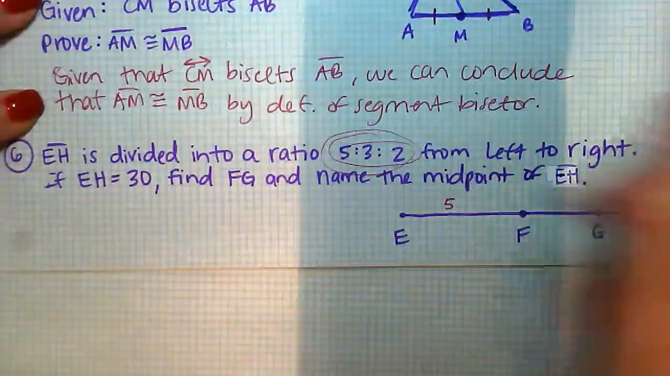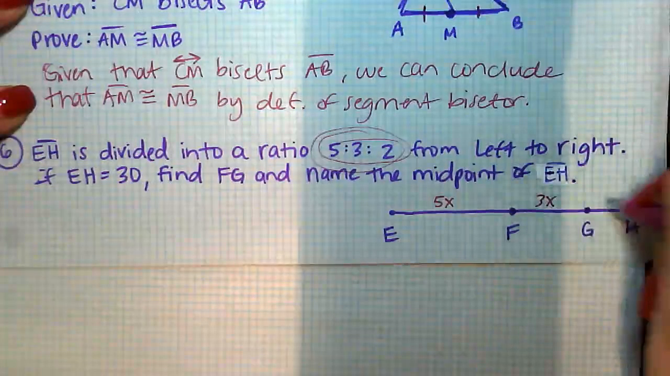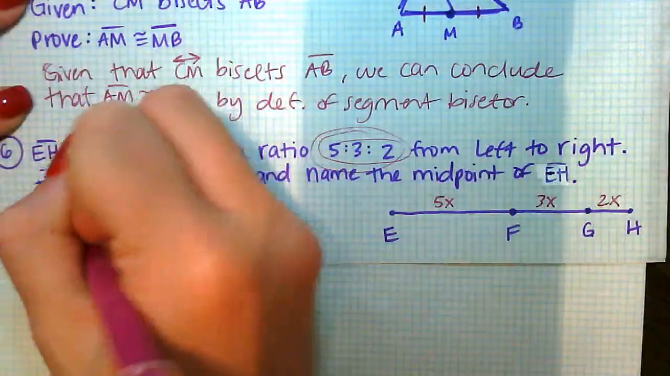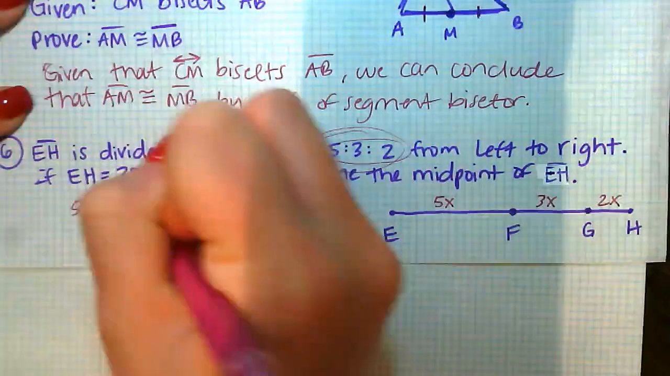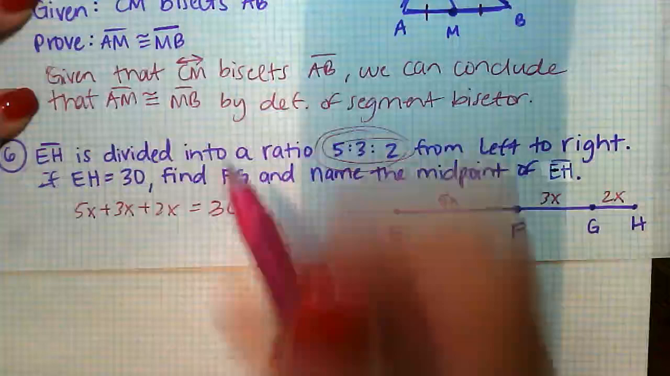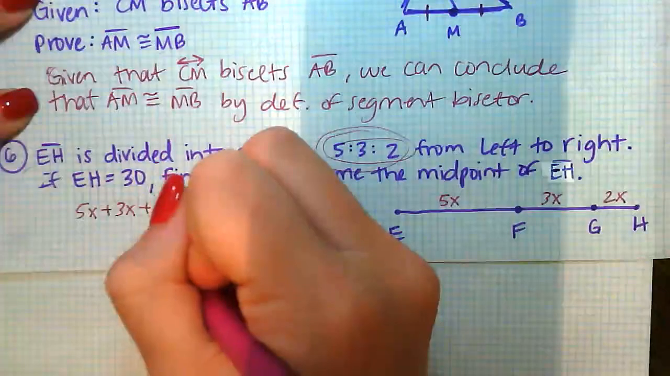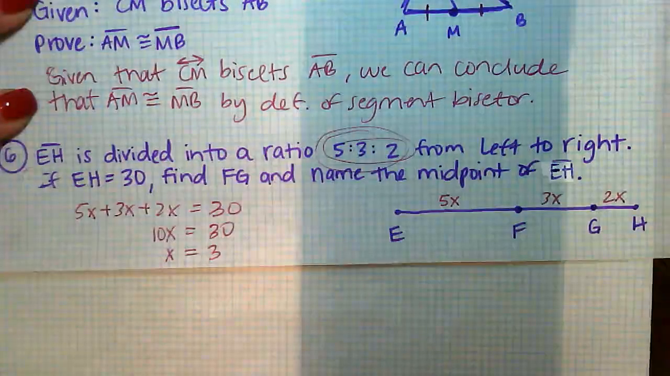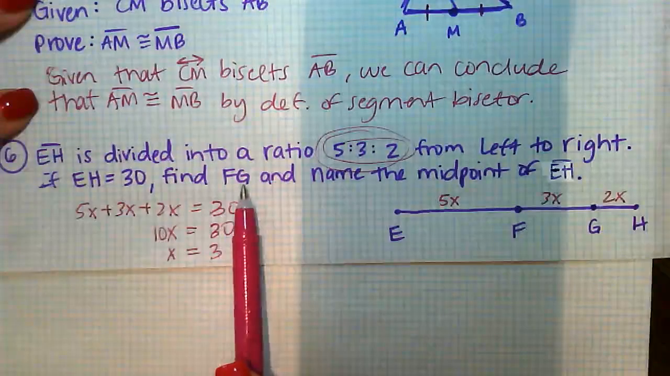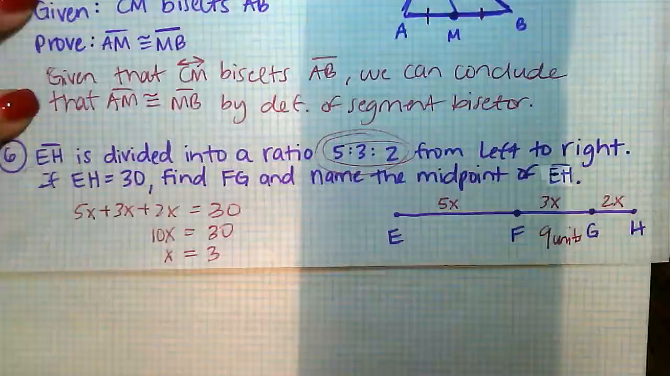So I can say this is 5 parts, and since I don't know what the parts are, we could call them x, to 3 parts, to 2 parts. The only thing I know about these parts is that all of them added up, 5x plus 3x plus 2x, equals 30 units. Combining like terms gives 10x equals 30. Divide by 10 on both sides, so x equals 3. Now I can use this information to answer the final question. What's the length of FG? Well, FG is 3x, so the length of FG would be 9 units.